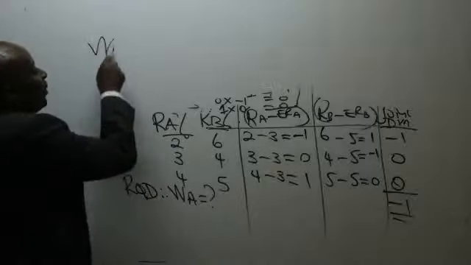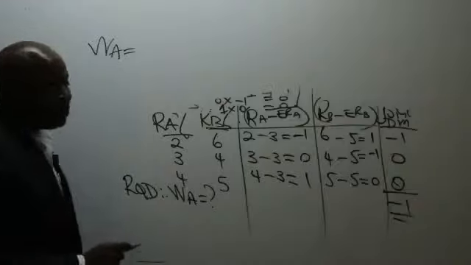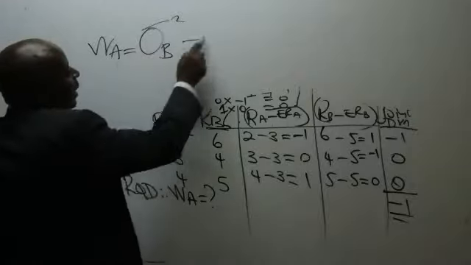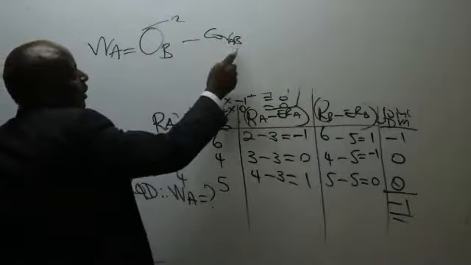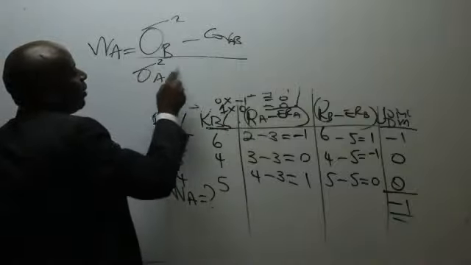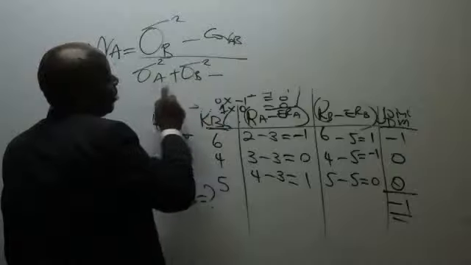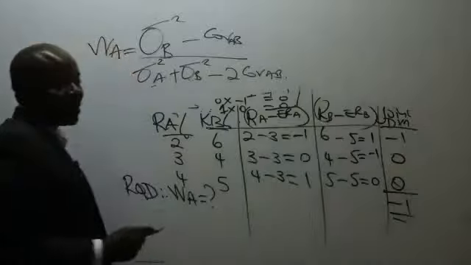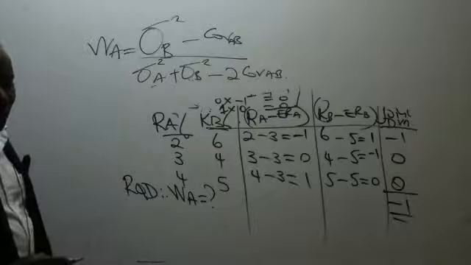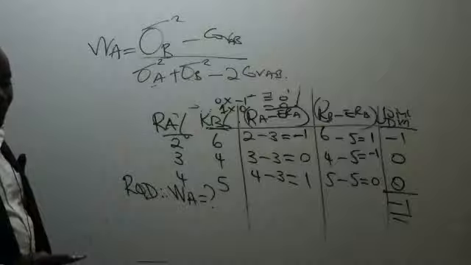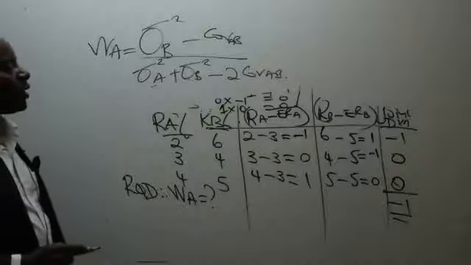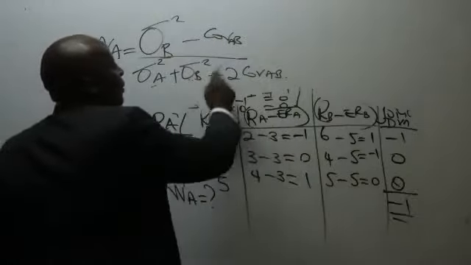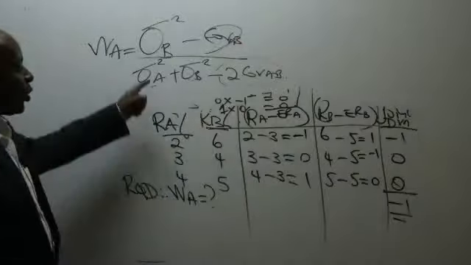Don't forget our formula for WA. WA equals who? I gave you a formula. It is the variance of B minus the covariance that you have been able to give me, all over the variance of A plus the variance of B minus, now because there are 2 of them, twice the covariance of AB. So I've been able to take care of this second bit here, the covariances. Now I would want us to get the variances.